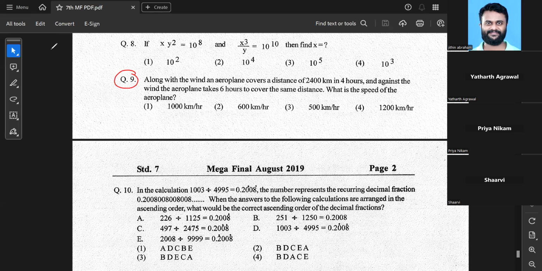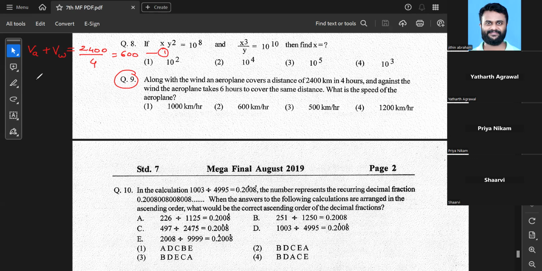In this case, the total speed this aeroplane is getting when it is traveling along with the wind is basically aeroplane's speed VA plus wind's speed VW. I'm using V for speed because speed is also called velocity. That is equal to the actual speed observed, distance upon time, which is 2,400 upon 4. That gives you 600. So far, so clear? This is your first equation.